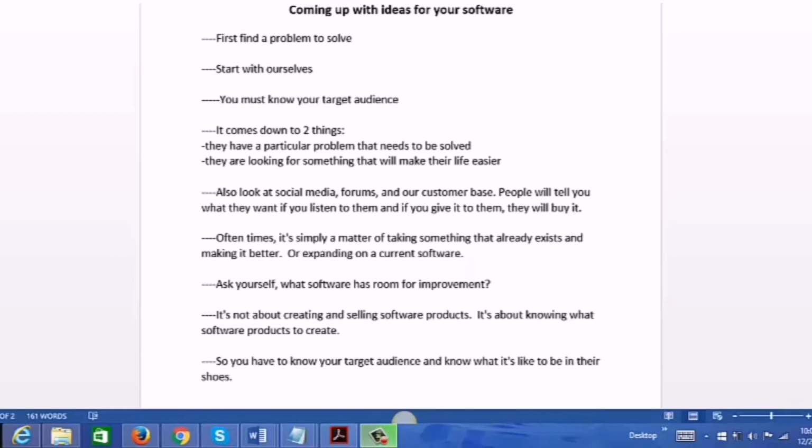So you've got to ask yourself, what software out there has room for improvement? And you've got to remember this: it's not about just creating and selling software products. There's a lot of money to be made in selling software products, don't get me wrong, but it's also about knowing what software products to create. So that's why it's important to know your target audience and know what it's like to be in their shoes.